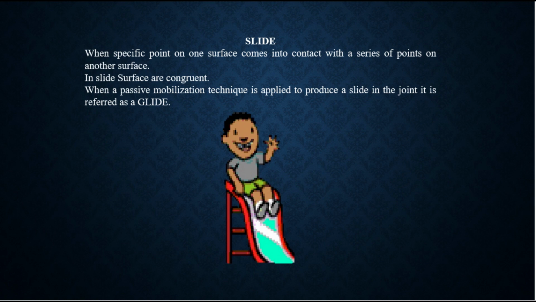Slide. This is when a specific point on one surface comes into contact with a series of points on another surface. In slide, the surfaces are congruent. When a passive mobilization technique is applied to produce a slide in the joint, it is referred to as a glide.